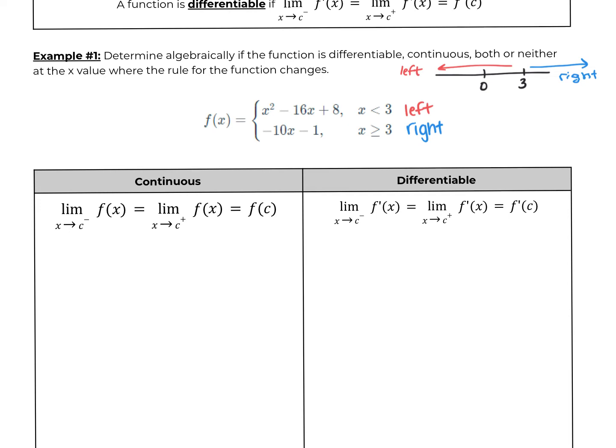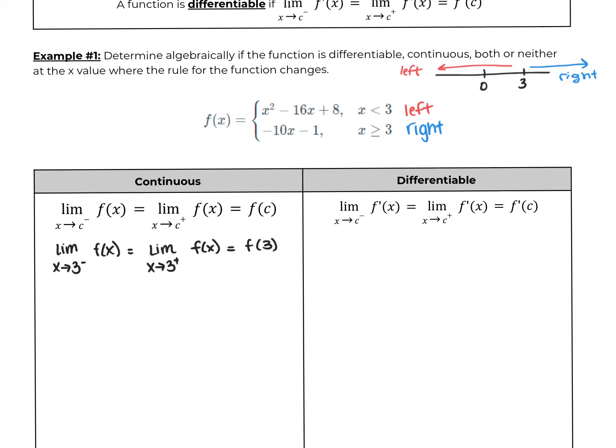Now we can go ahead and prove continuity or differentiability. In order to do continuity, we'll start there. We need to plug in the limit from the left at x equals c. So the c value here is 3. So we want to determine if the limit as x approaches 3 from the left of f of x is equal to the limit as x approaches 3 from the right of f of x, and we want to see if that's equal to f of 3.